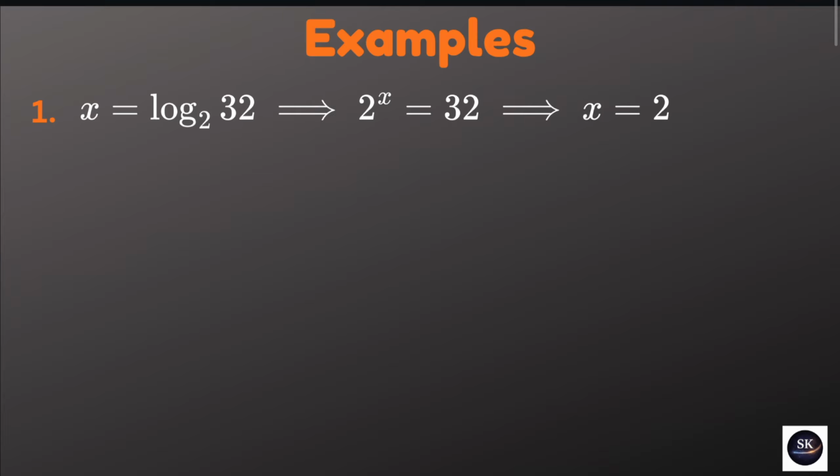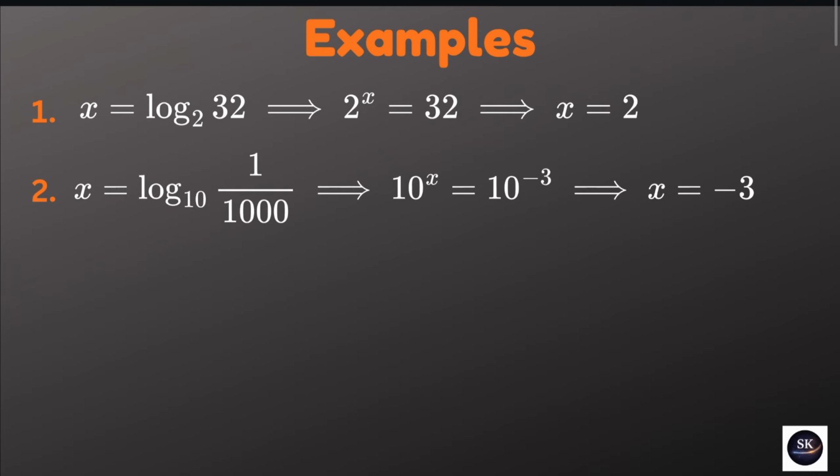Another example, log of 1 divided by 1000 to the base 10. In exponential form, that's 10 to the power x equals, now 1 upon 1000 can be written as 1 upon 10 cubed, or in other words 10 raised to minus 3. So 10 raised to x equals 10 raised to minus 3. As bases are same, we can make powers equal as well, thus x equals minus 3. If you find this confusing, you can have a look at the video I made on laws of indices, which will make this a lot clearer. I'll link it down in the description.